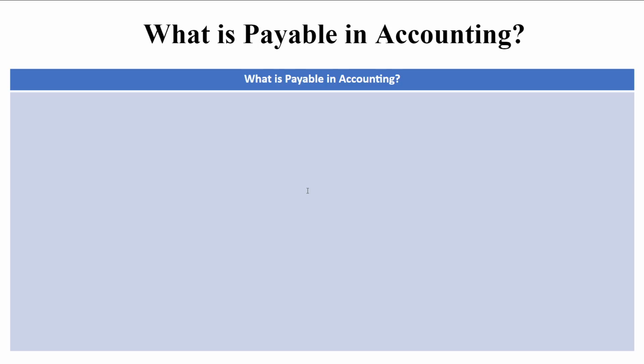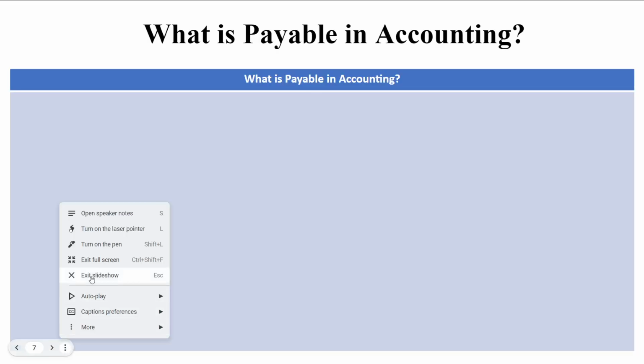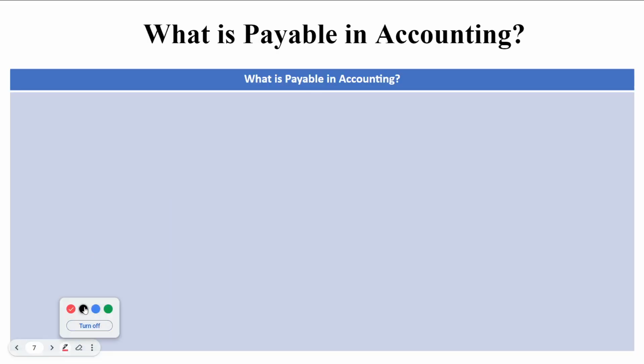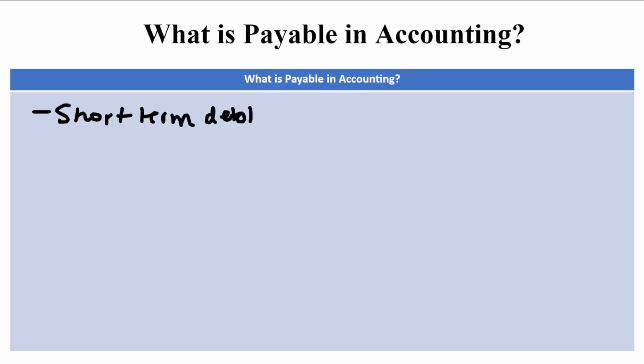So it's basically me borrowing something from the supplier and saying I'll pay the amount at a later date, for example, in a few months. Now we're going to be looking at some key points about payables. The first key point that I have is short-term debts. Payables are obligations that need to be paid within a short period, usually within 30 to 60 days, which is 2 months.